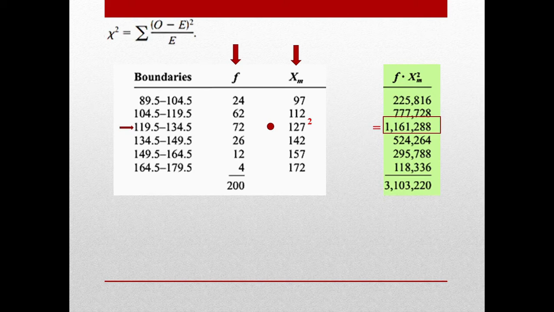For frequency 72 multiplied by 127 squared is equal to 1,161,288. For frequency 26 multiplied by 142 squared is equal to 524,264. So 12 multiplied by 157 squared is equal to 295,788. And 4 multiplied by 172 squared is equal to 118,366. And the summation of the frequency multiplied by midpoint squared is equal to 3,103,220.